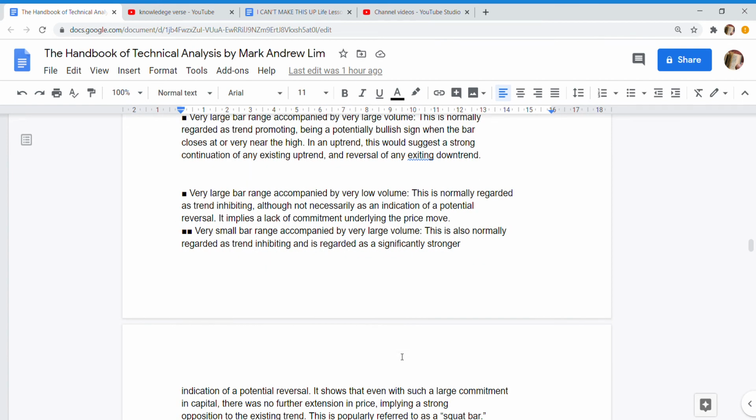Very large bar range accompanied by very low volume. This is normally regarded as trend inhibiting, although not necessarily as an indication of a potential reversal. It implies a lack of commitment underlying the price move.